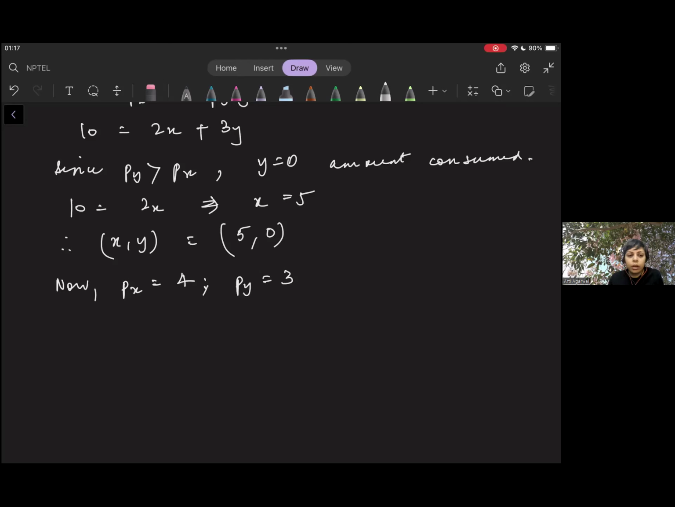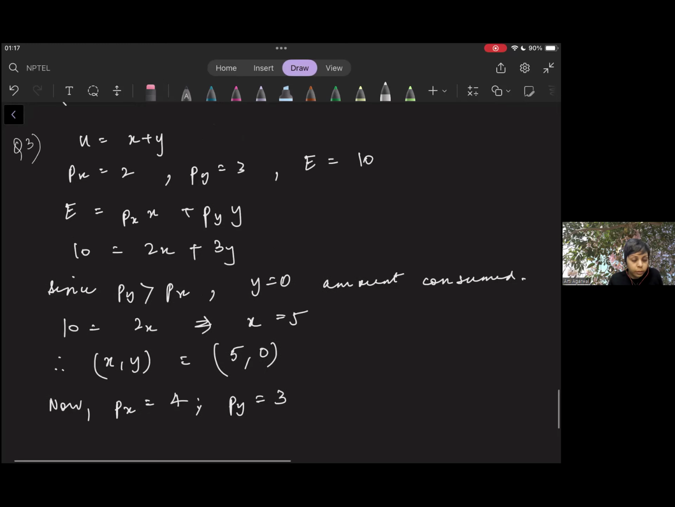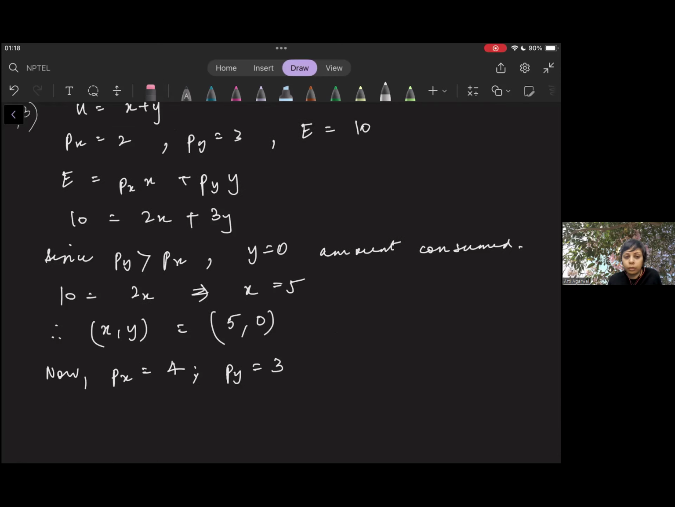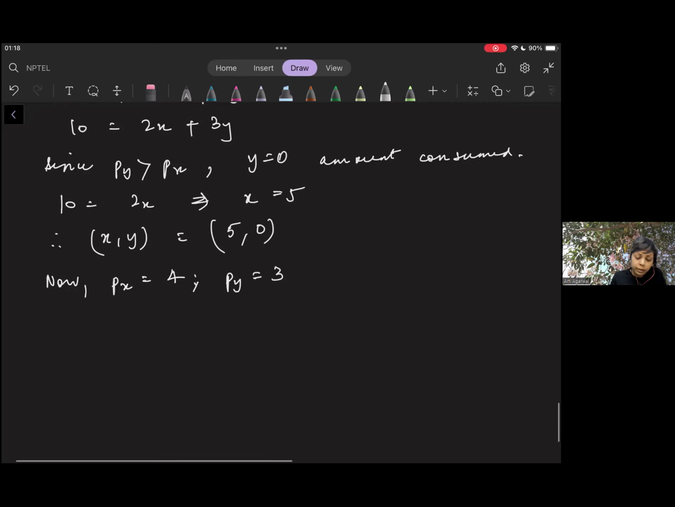The consumer now has again the same choice. Let's look at the function again. U is still equal to X plus Y. So the consumer still has to choose between X and Y, whichever is cheaper, they will choose that. Now X is costlier. It is 4 per unit and Y is only 3. So now the consumer consumes only Y and no X. So now X is equal to 0.